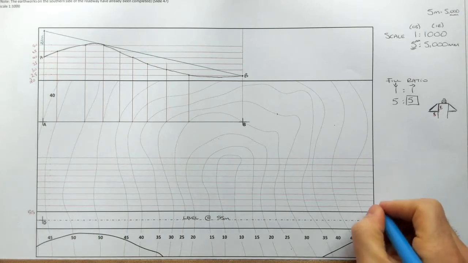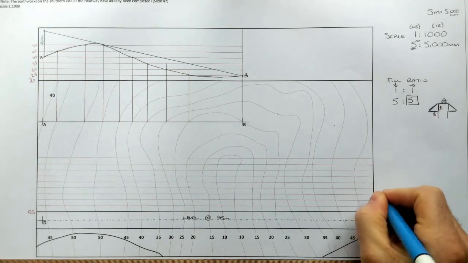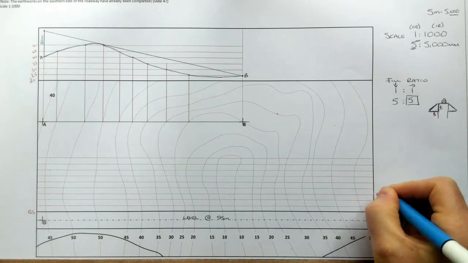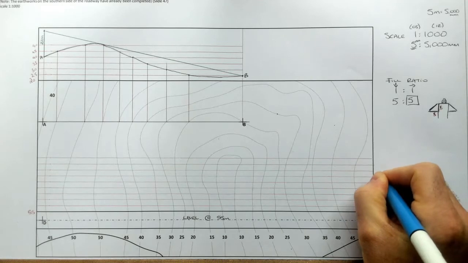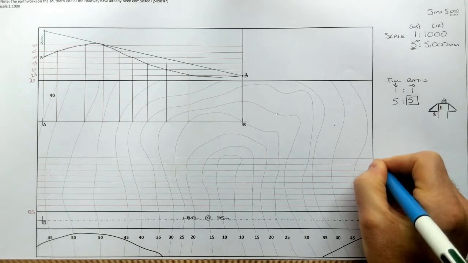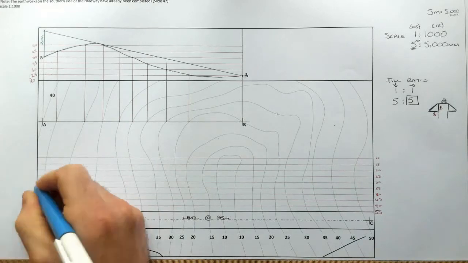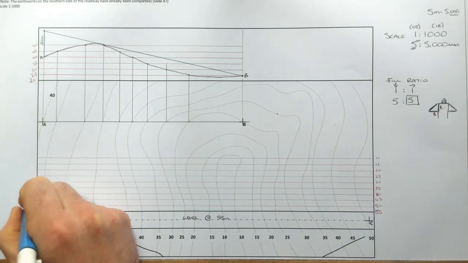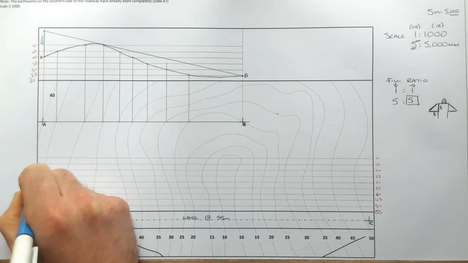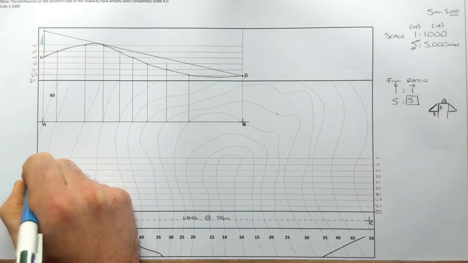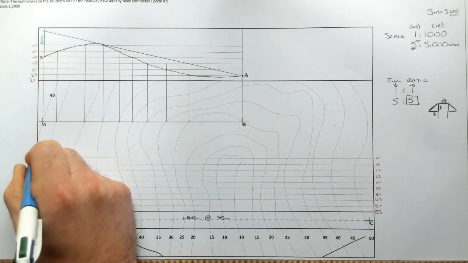Okay, so this will be 50, 45, 40, 35, 30, 25, 20, 15, and then 10. And likewise at this side, you don't have to if you don't want to, but it just helps me. 45, 40, 35, 30, 25, 20, and 15, and finally 10.